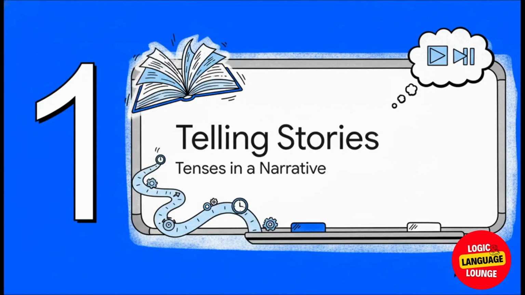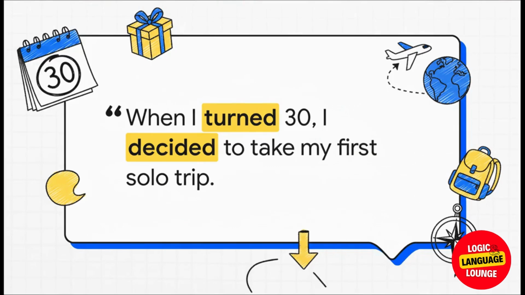First up, let's talk about telling stories. I want you to forget the abstract grammar rules for just a second. Think of tenses as your secret weapon for building a great narrative. They're what lets you move your listener through time, to the past, the present, or the future of your story. Okay, so let's start with a really simple story.